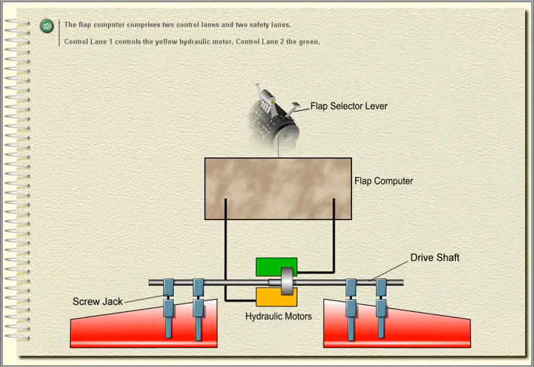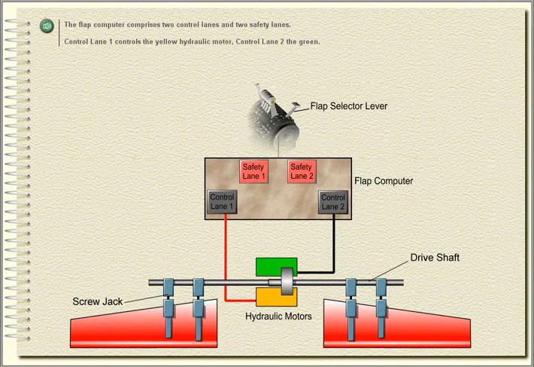The signal from the flap selector lever is sent to the flap computer, which in turn signals the 2 hydraulic motors. The flap computer comprises 2 control lanes and 2 safety lanes. Control lane 1 controls the yellow hydraulic motor. Control lane 2, the green.